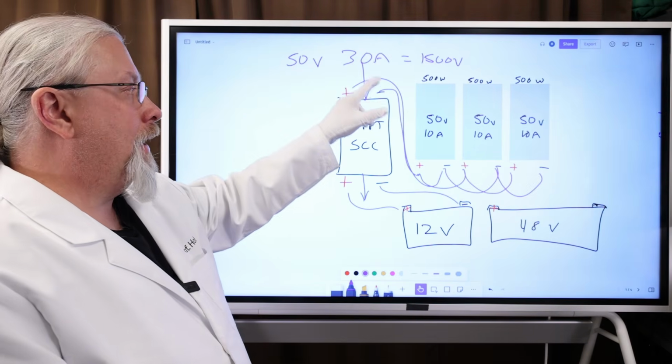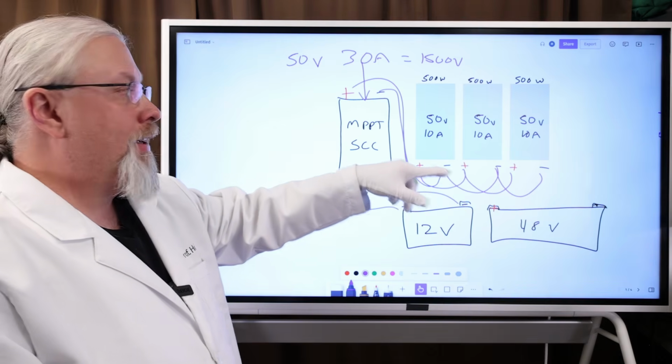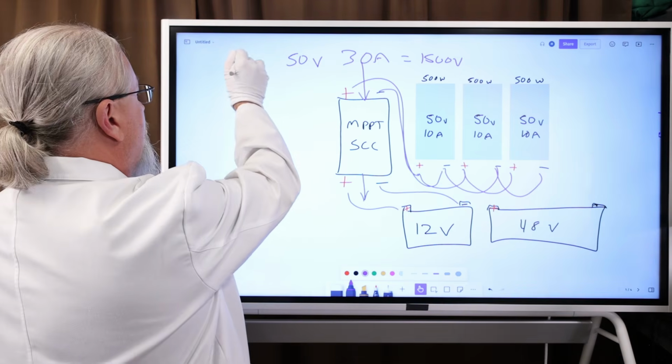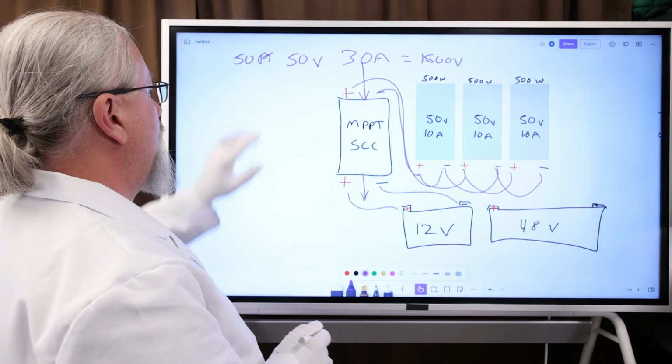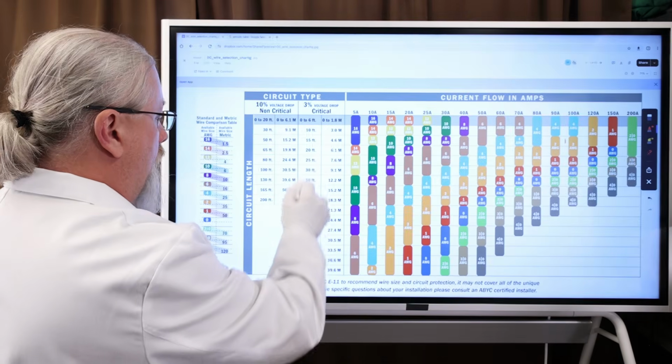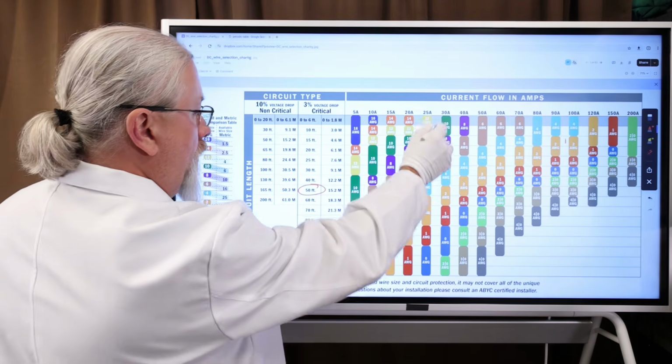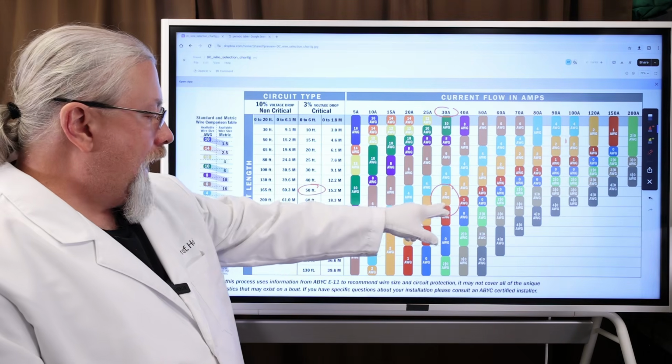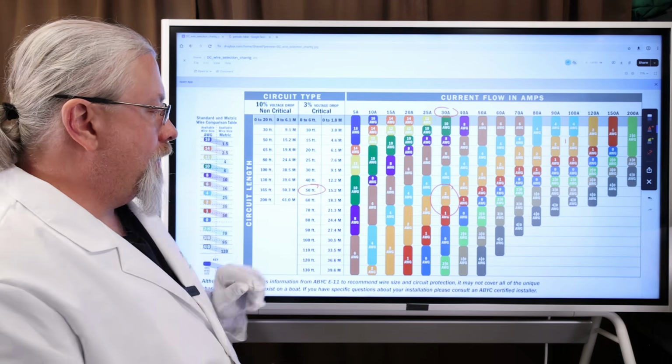And that 30 amp cabling, if we remember, look at the chart before, say you have to run this 50 feet from the solar panel to your MPPT. Say it's 50 feet. All right, so you want to run it 50 feet. You're going to have to do 30 amps. So you're going to need 2 gauge cable to run 50 feet at 30 amps.